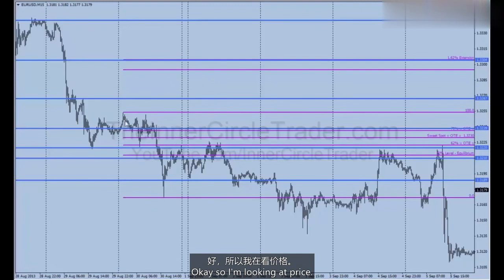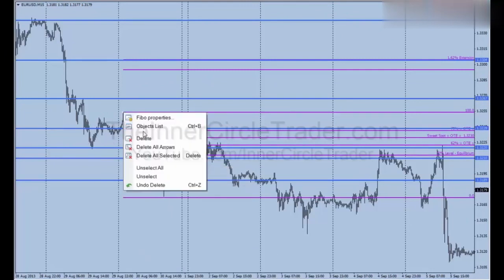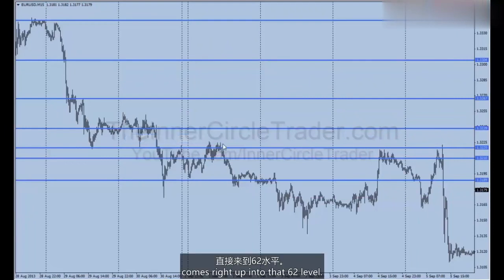Okay, so I'm looking at price where we moved into this consolidation and we broke down. We're going to come right back to that same consolidation. Price comes right up into that 62 level and then trades off.